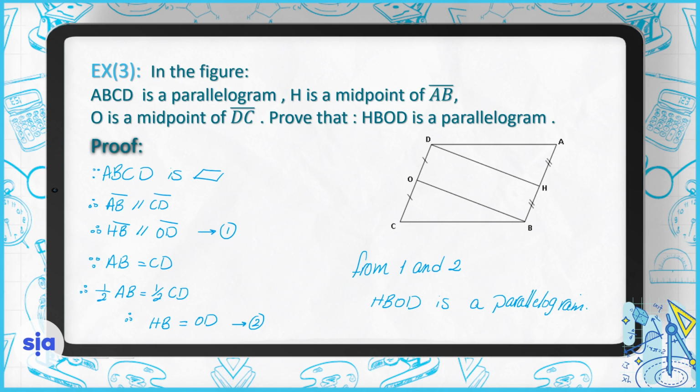Let's call this number 1. Since AB is equal to CD, therefore half AB is equal to half CD, therefore HB is equal to OD. Let's call this number 2. From 1 and 2, we can say that HBOD is a parallelogram, and this is what the question wants me to prove. Let's now go to the evaluation part.